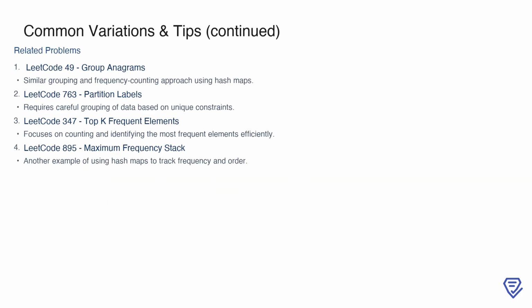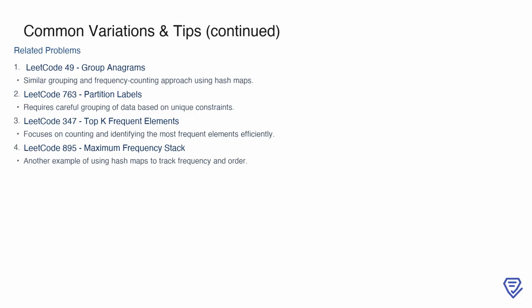This problem also shares similarities with several related LeetCode problems, which can help you build transferable skills. For example, in problem 49, group anagrams, you also use hash maps to group data based on shared characteristics, this time, anagrams. Similarly, in problem 763, partition labels, the task involves careful grouping of data according to unique constraints, which parallels the need to group website visits by user in this problem.